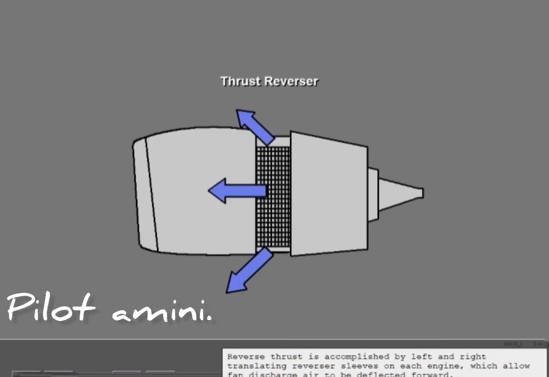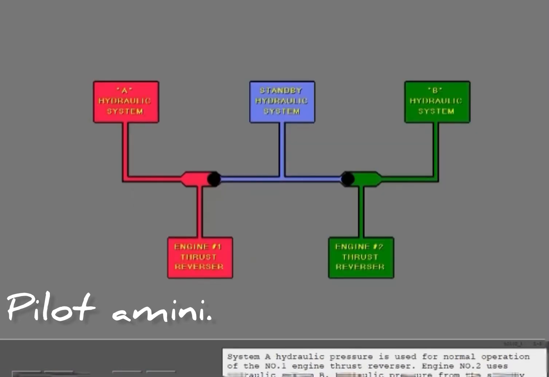Reverse thrust is accomplished by left and right translating reverser sleeves on each engine, which allow fan discharge air to be deflected forward. System A hydraulic pressure is used for normal operation of the number 1 engine thrust reverser. Engine number 2 uses hydraulic system B. Hydraulic pressure from the standby system is the alternate pressure source for both reversers.